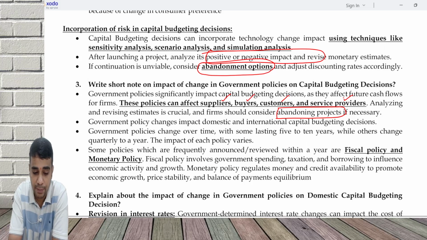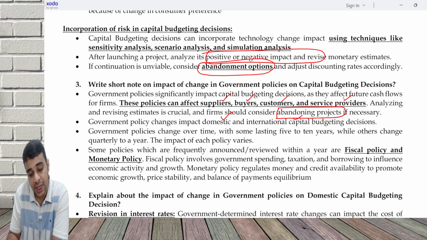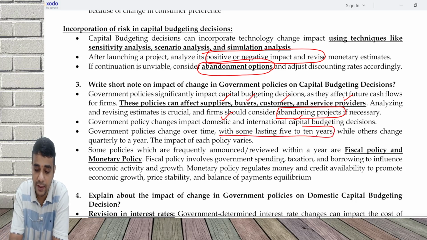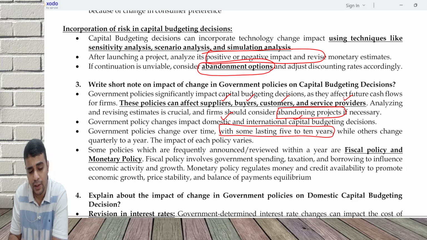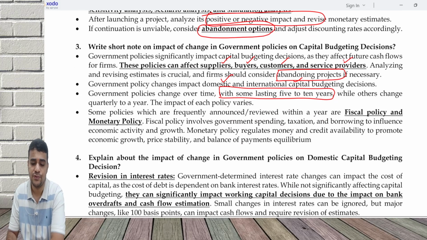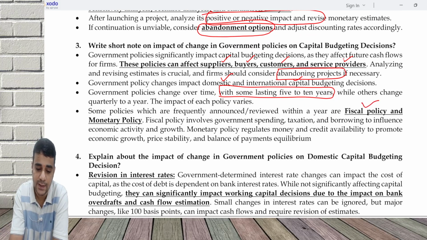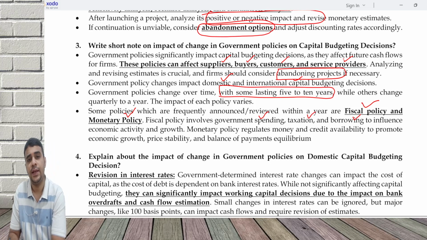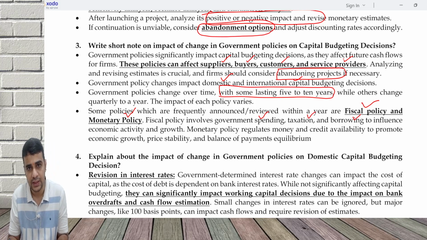Government policy changes can impact both domestic and international capital budgeting decisions. The change can be over time, which is 5 to 10 years. Also, it can be quarterly to a year, because I can have a long-term policy and I can also have a short-term policy. Some of the short-term policies which are reviewed within a year are fiscal policy and monetary policy. Fiscal policy is basically the budget announcement, where the government releases data on government spending, taxation, and borrowing to influence the economic activity and growth within the country.